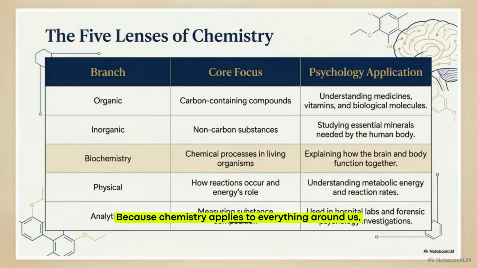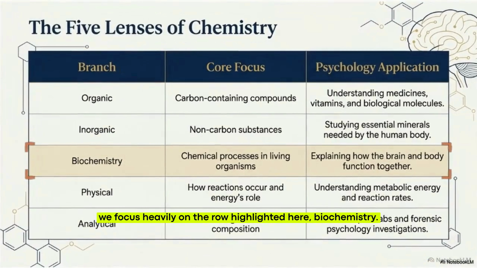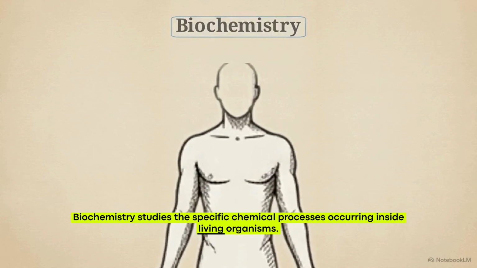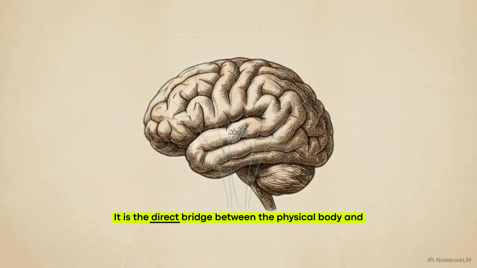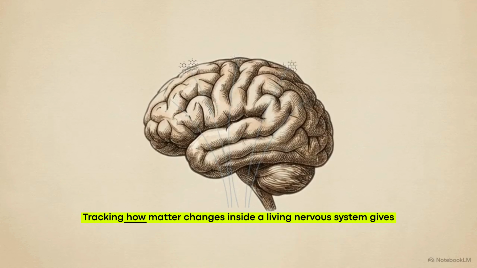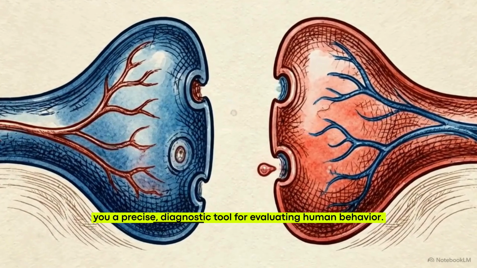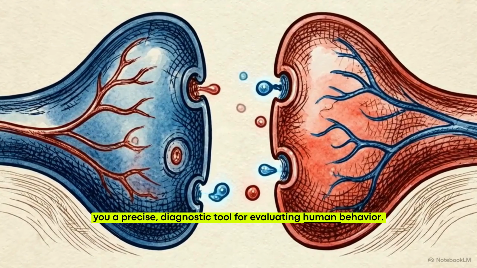Because chemistry applies to everything around us, scientists divide it into 5 distinct branches, as shown in this table. For your careers in psychology, we focus heavily on the row highlighted here, biochemistry. Biochemistry studies the specific chemical processes occurring inside living organisms. It is the direct bridge between the physical body and the complex brain. Tracking how matter changes inside a living nervous system gives you a precise diagnostic tool for evaluating human behavior.